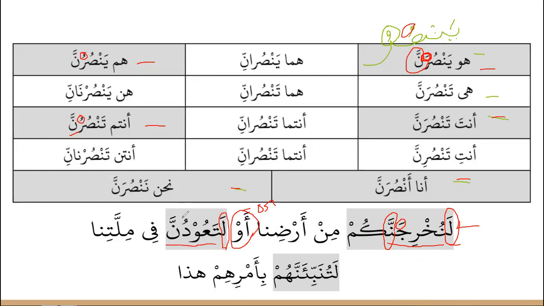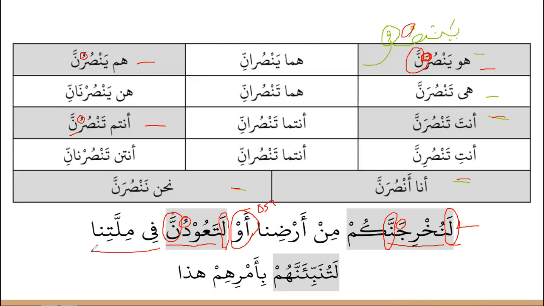Ta'udunna. You say before the emphatic noon there is a pronoun, either huwa or antum, and there is la, so it's antum, right? There is ta, so it's antum. So antum ta'udunna. Ta'udunna means to come back. So you have to definitely come back fi millatina, in our religion.